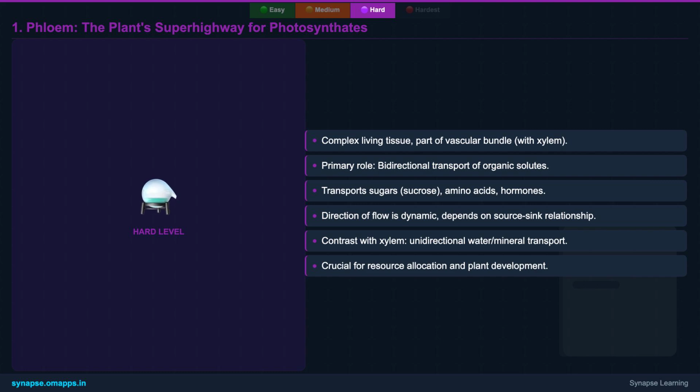For instance, in spring, roots might act as a source, sending stored sugars to developing buds, while in summer, leaves become the primary source, sending sugars to roots and fruits. This adaptability highlights the complexity and efficiency of phloem's role in resource allocation.